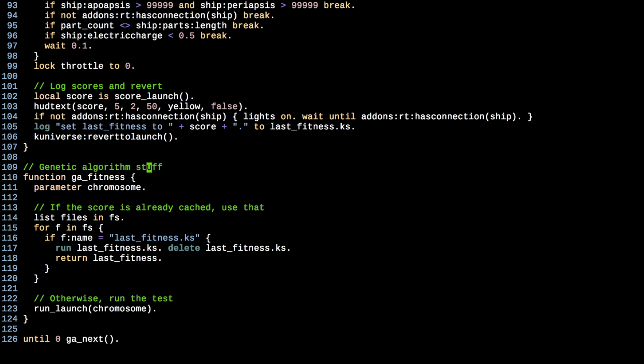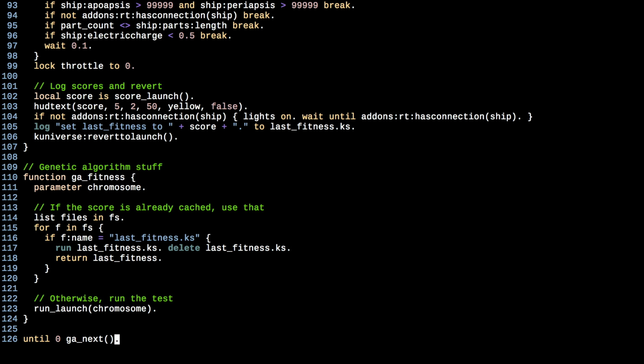The reason for this is when we revert, the programs are going to start over. So we need a way to say, all right, here's what the fitness score was. I'm going to revert to launch, and then when it boots up again, I'll go, oh yeah, I just ran. This is the score for that. Otherwise, we'll say, yep, I haven't run anything already. So go ahead and run the launch using that chromosome.